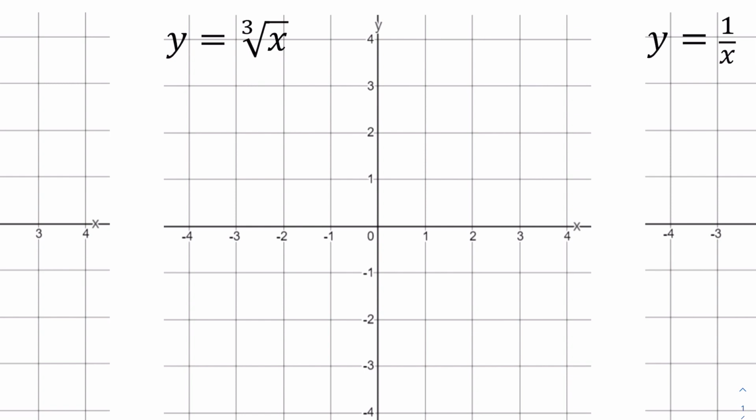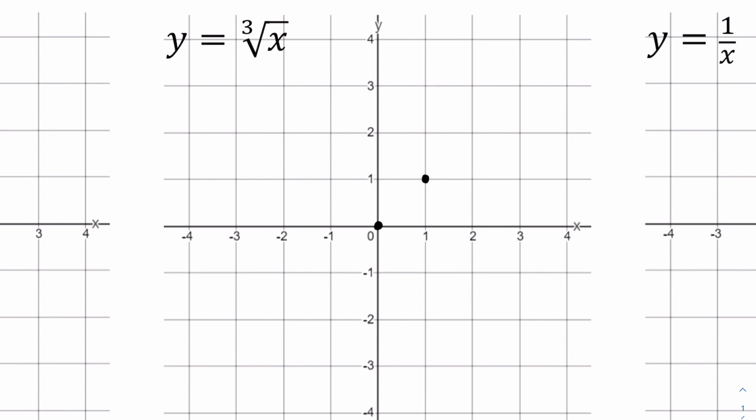Y equals cube root of x. So now we're going to cube root all of the inputs. The cube root of 0 is 0. Remember, when you cube root something, you're trying to find a number that, when cubed, gives you the radicand. The radicand being what's inside the radical. So the cube root of, say, a number like 8 would be 2, because 2 is the number that, when cubed, gives you 8. So the cube root of 1 is 1, because 1 cubed is 1.